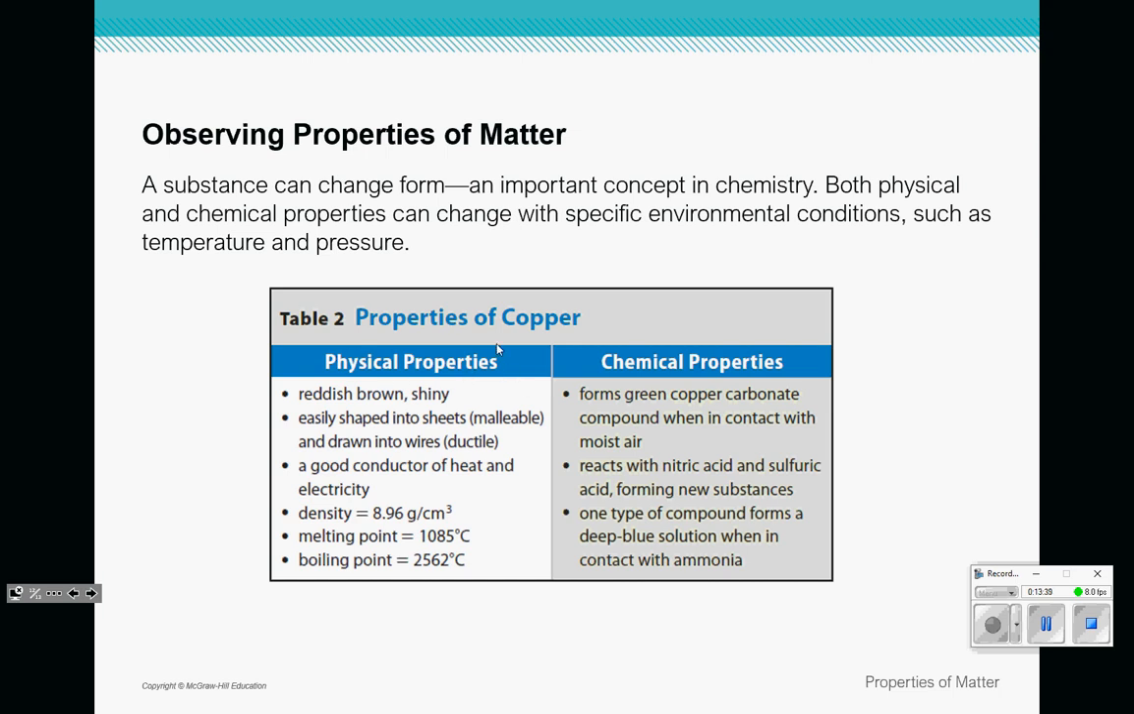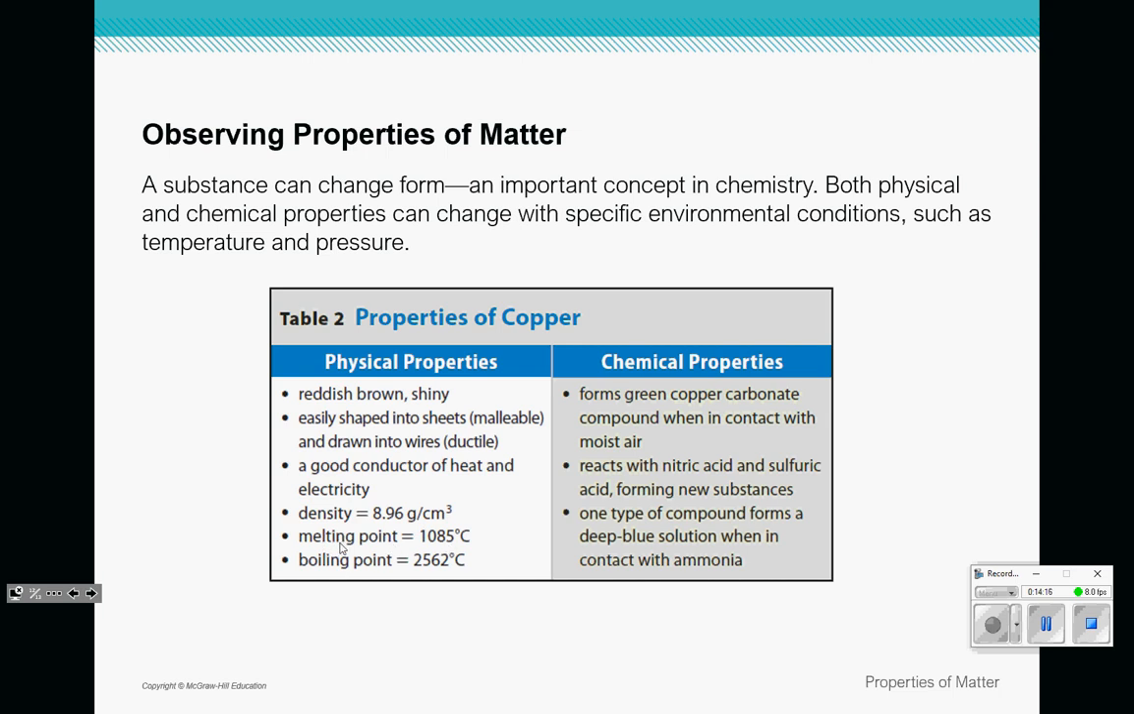The physical properties of copper are reddish brown, shiny, easily shaped into sheets, which the word we use for that is malleable, and it can be drawn into wires, being stretched out into wires, which is good because we use it for our wiring. We call that word ductile. A good conductor of heat and electricity, which makes copper supreme for our electrical wiring. Density equals 8.96. We can talk about its boiling point. We could talk about its melting point.